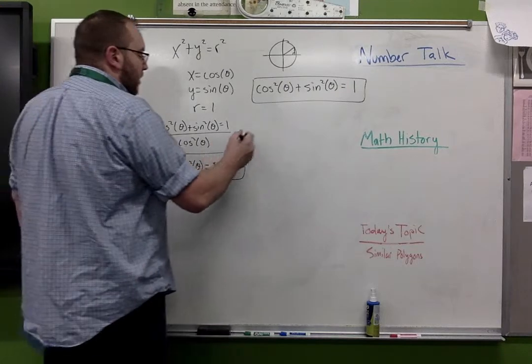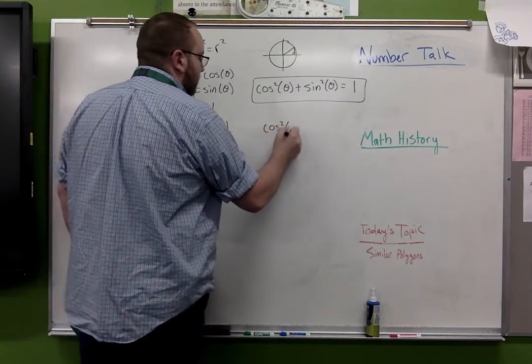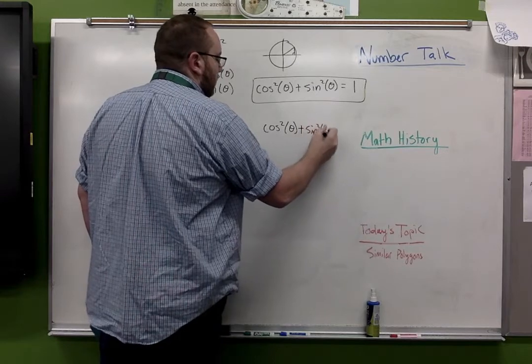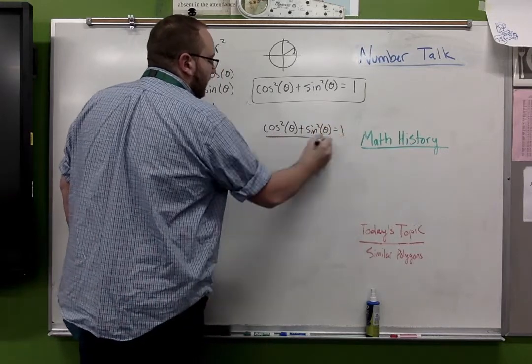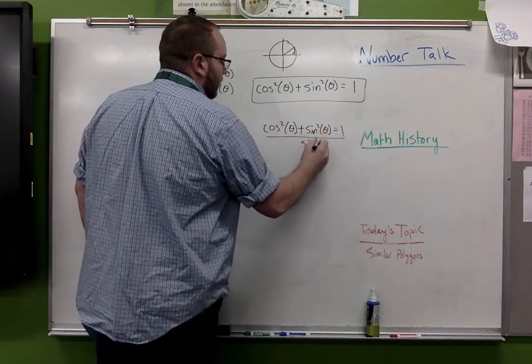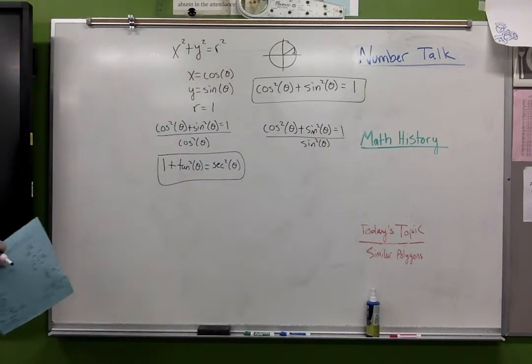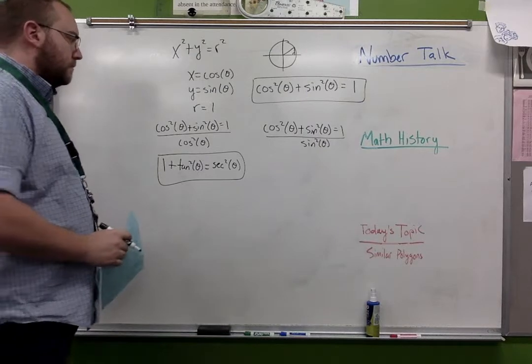Now, instead of dividing by cosine, what if we divide by sine? So let's see here, cosine squared plus sine squared equals 1. So what if I divide everything by sine squared? I'm still allowed to do that, right? Because it's the property of equality. Whatever I do to one side, I do to the other.